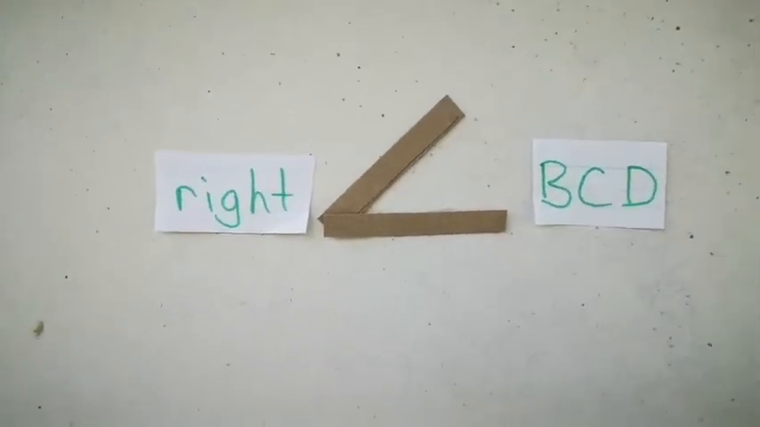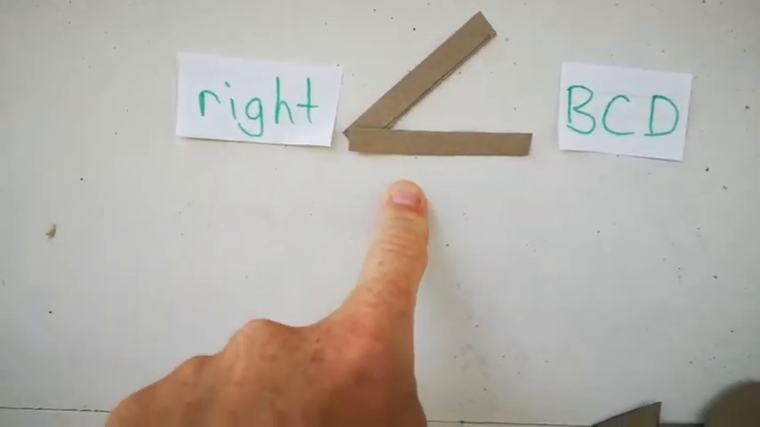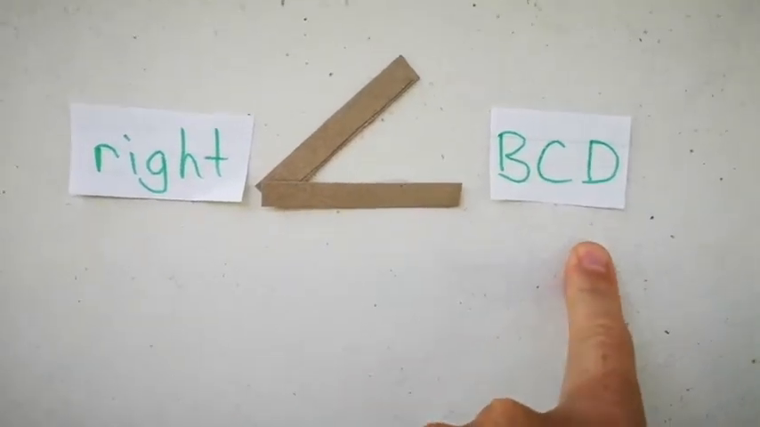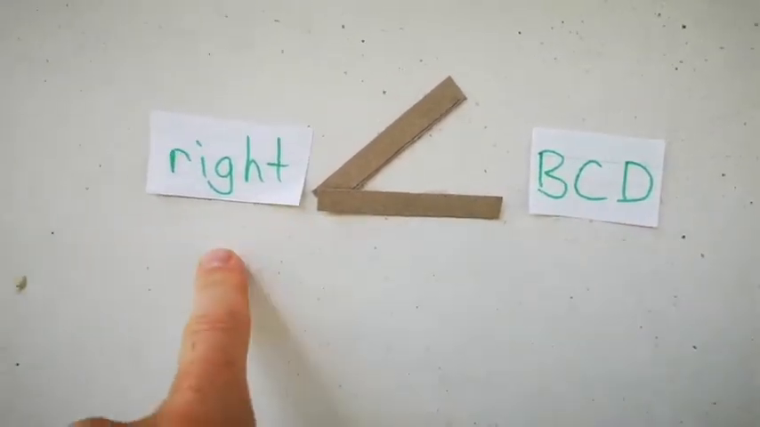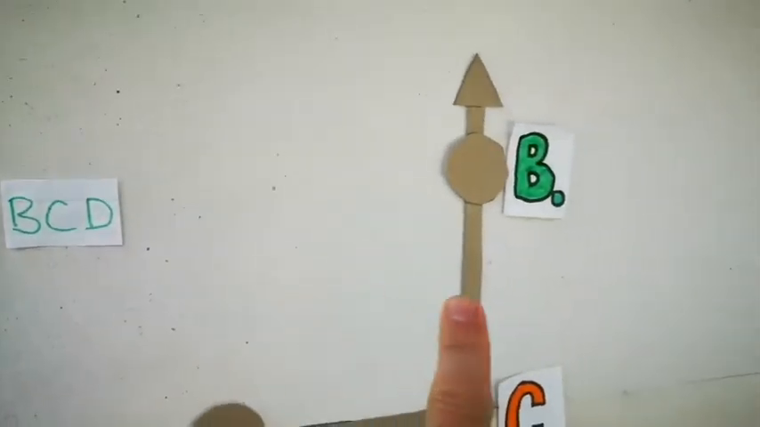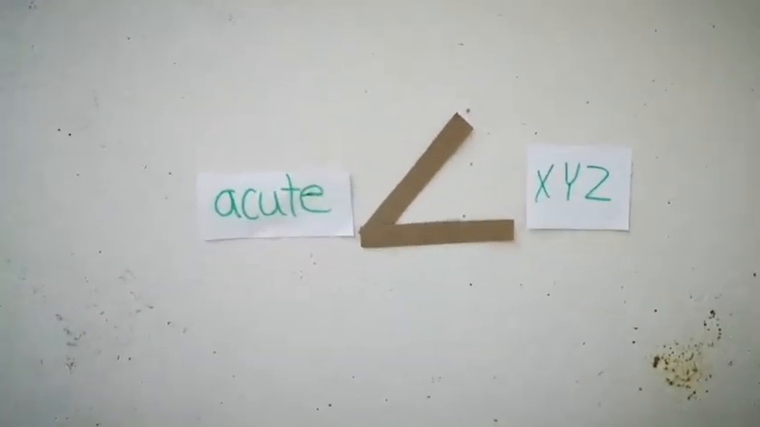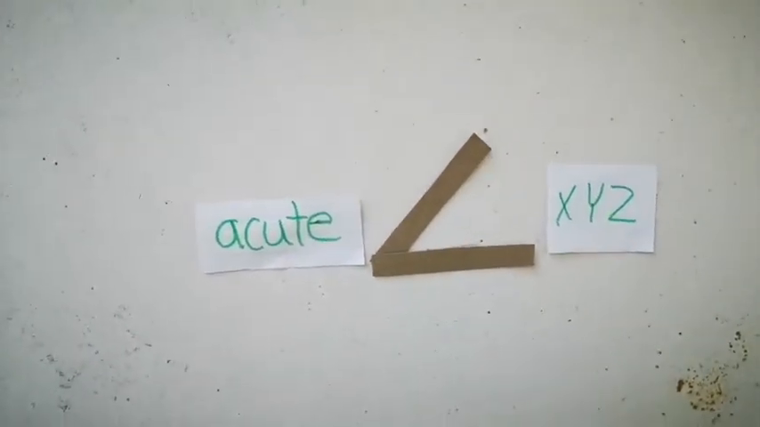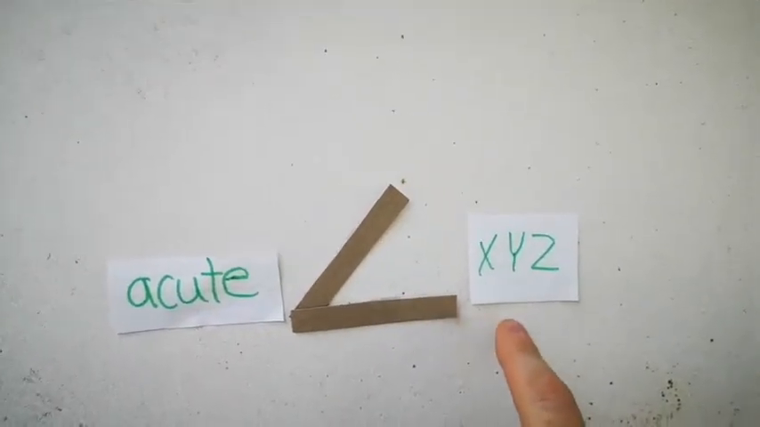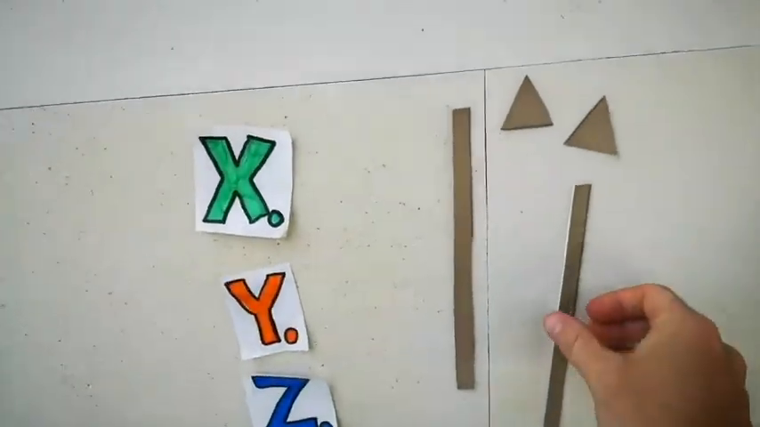This is like a secret code. This is right, the kind of angle. This means angle, so this has right angle, and this has BCD. So to make this angle, right angle, B, C in the middle, D, it would look like this. Looking at this angle now, if I want to draw this angle, I want to make an acute angle that has named X, Y in the middle for the vertex, and Z. So here we go, I can make this.